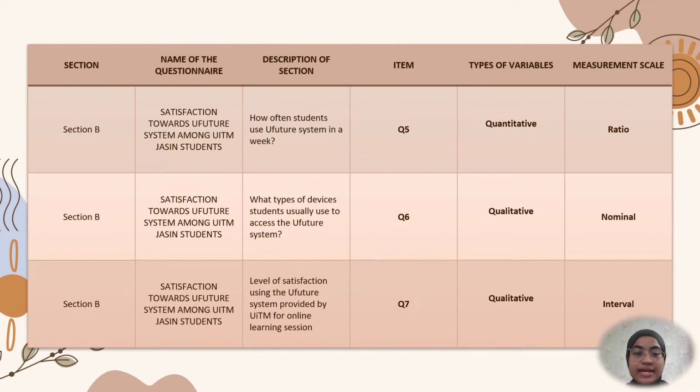For Section B, the name of the questionnaire is the title of our study, which is Satisfaction Towards the UiFuture System among UiTM Jasin students, which includes the questions required for our study. The types of variable for question 5 is quantitative, while question 6 and question 7 are categorized as qualitative. The measurement scale for question 5 is ratio and question 6 is nominal, while for question 7, the measurement scale is interval.